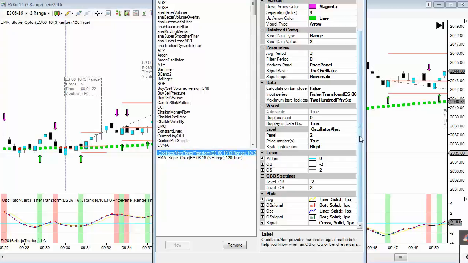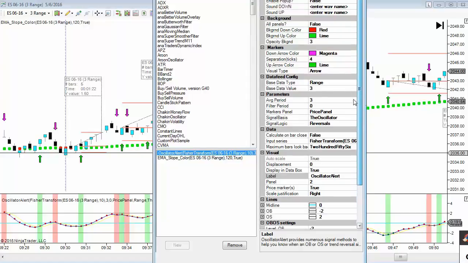So what I've got here is the following. I'm using a 3-range E-mini S&P chart, and that's generally really good for scalping the E-mini S&P. Each candle is 3 ticks, and it helps compartmentalize that risk in your head as opposed to a minute candle that might have 12 or 13 ticks before it closes. So I've told the Oscillator Alert I'm using a 3-range bar.